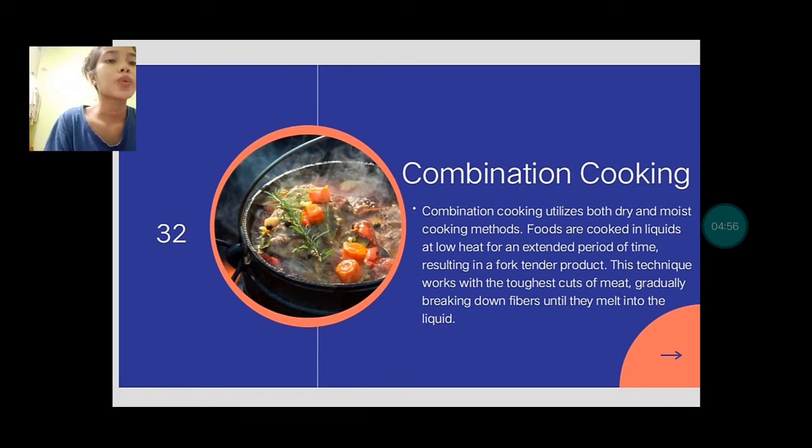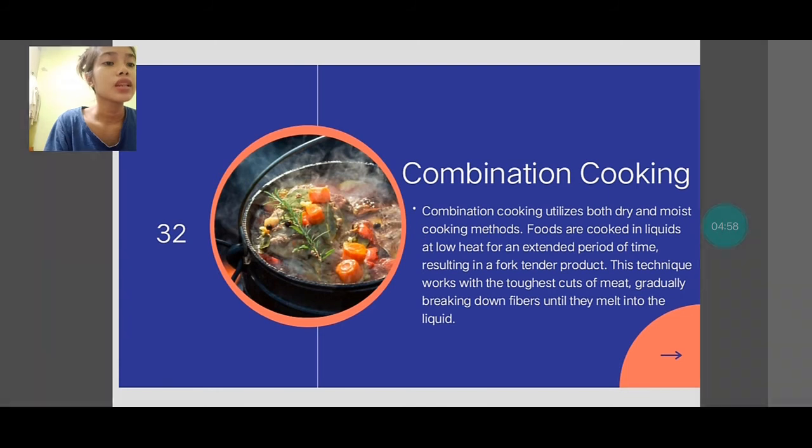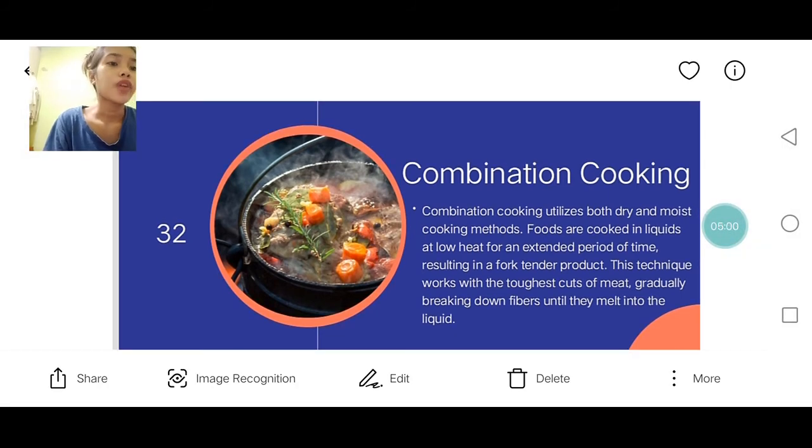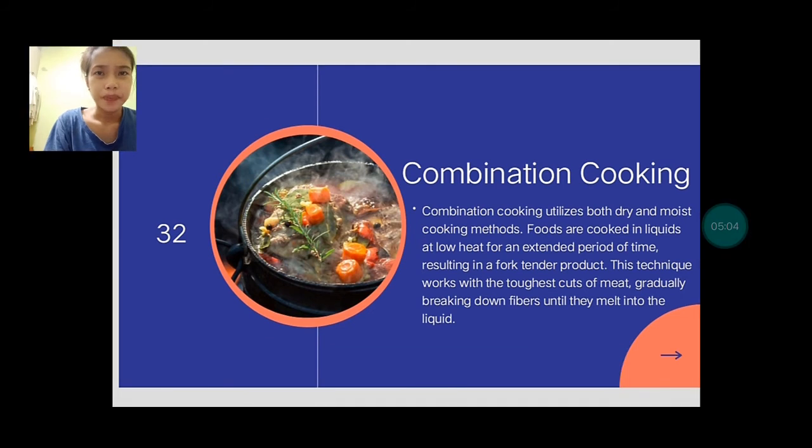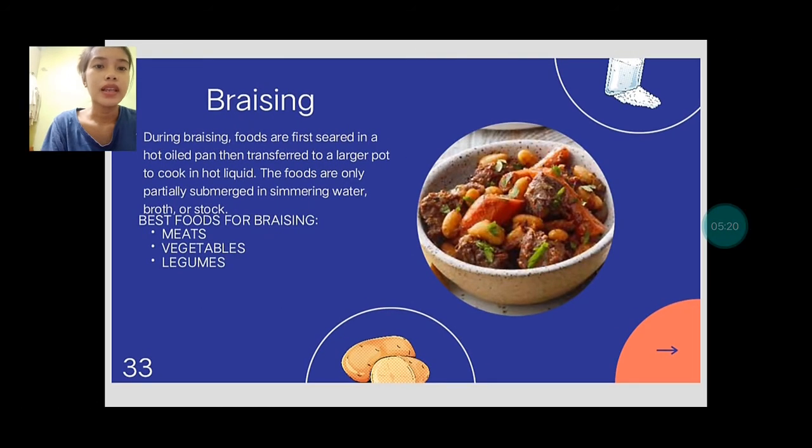This technique works with the toughest cuts of meat, gradually breaking down fibers until they melt into the liquid. Usually in combination cooking, foods are cooked in liquids at low heat for an extended period of time so that the ingredients, the meat and the vegetables, are tender and juicy.